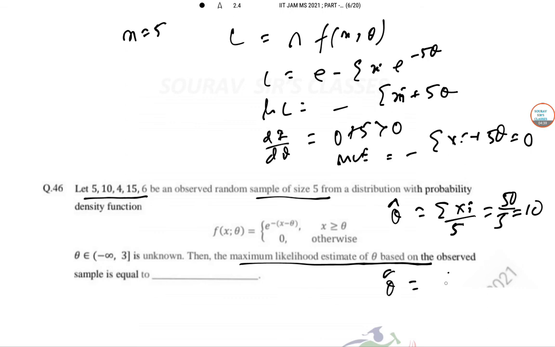But theta hat lies between minus infinity and 3. So theta hat is 3. Next one.